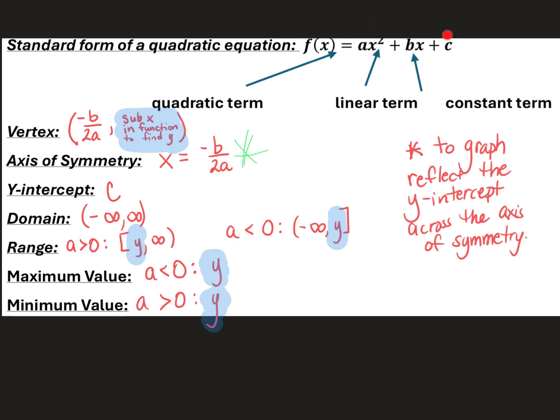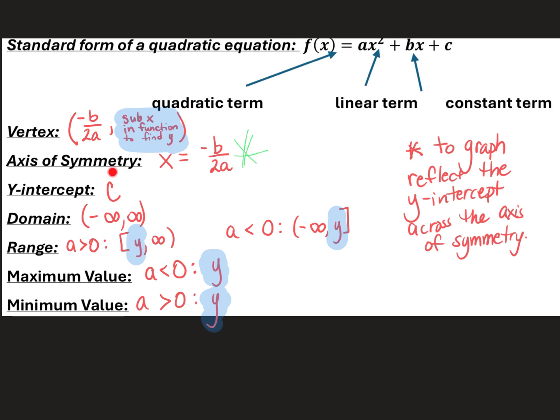I want to make sure to point out that a, b, and c come from your standard form, ax squared plus bx plus c. That's where your b and your a come from. So it's the opposite of b over 2 times a. If b is positive, then it's negative b. If b is negative, then it's positive b over 2 times a.